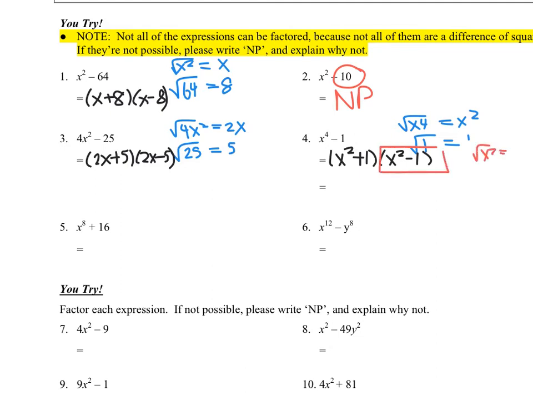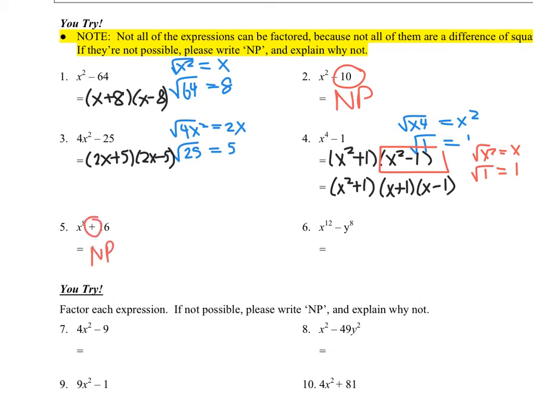The square root of x squared is x. The square root of 1 is 1. We have to break it down more. You have to get in the habit of checking your final answer for more factoring. In this case, it's easy because you have two equal signs, but obviously that's not going to happen on a test. Okay, number 5. That's a sum.